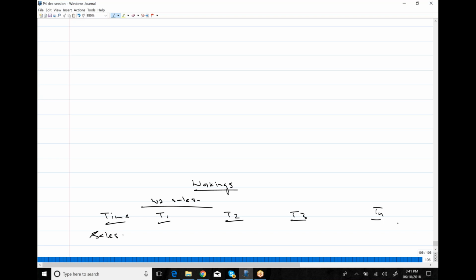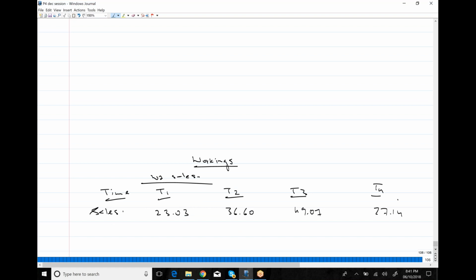Okay, so if we just look in your question, your sales revenue in A1, that is 23.03, then 36.60, 49.07, then 27.14. Now you have to inflate this revenue. Inflation rate for revenue is 8%, right? So you will inflate this thing at 8%. So into 1.08, then into 1.08 to the power of 2, then into 1.08 to the power of 3, 1.08 to the power of 4.